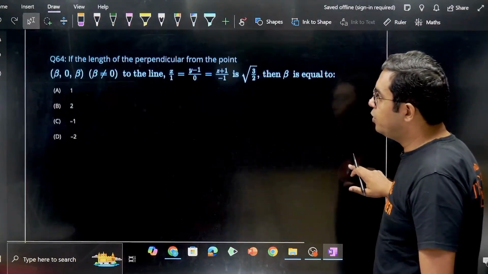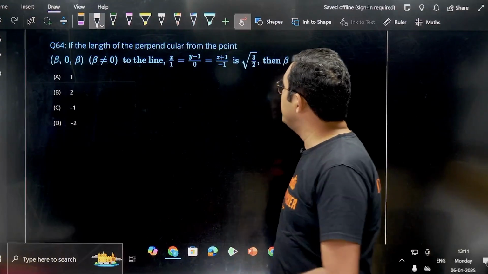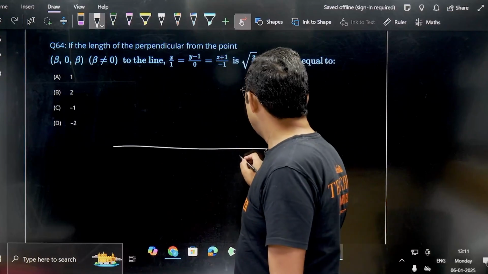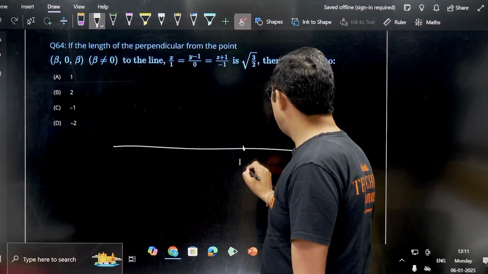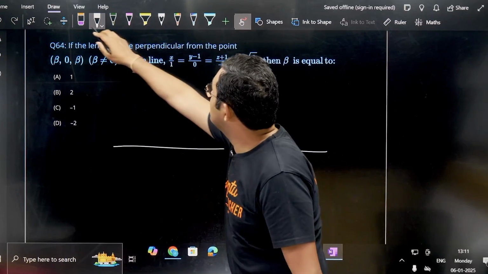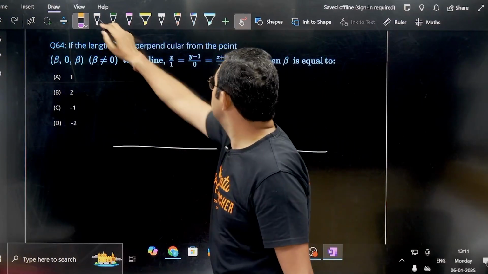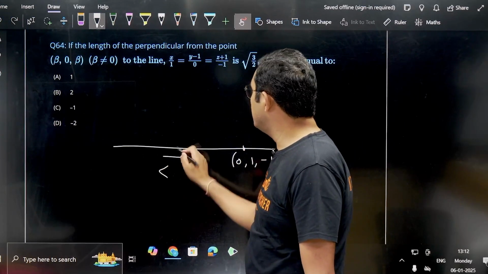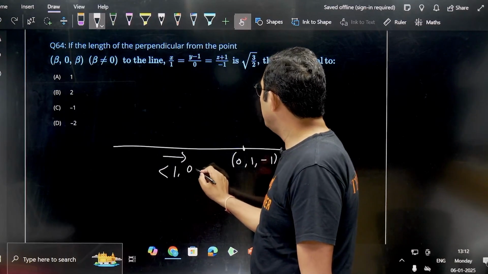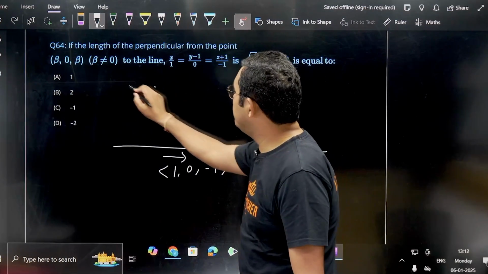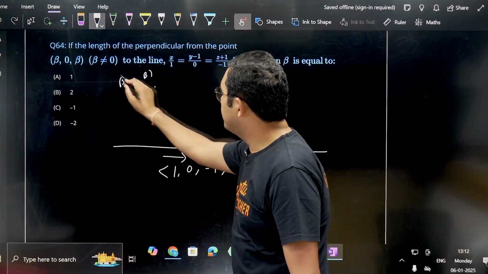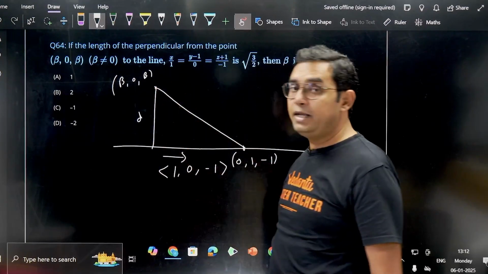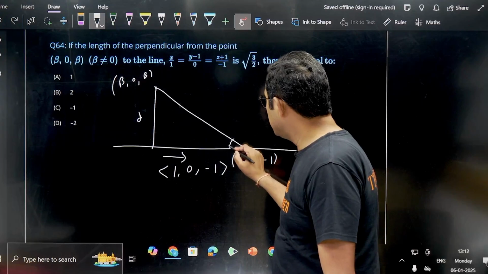Coming to the next question, 64. We are asked to find the length of the perpendicular from this point to this line. Okay. Now to do this question, let us say this is a line and on it the point is, let us say here 1 comma 0 comma, oh no, the point is not this, the point is 0 comma 1 comma minus 1. That was actually the direction ratios of this line, 1 comma 0 comma minus 1. Now suppose this point beta comma 0 comma beta is here, and we are looking for this perpendicular distance d. Let us join this point with this beta comma 0 comma beta, and let us call this angle theta.